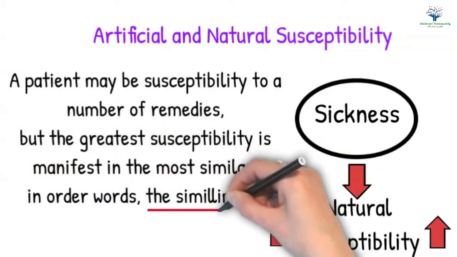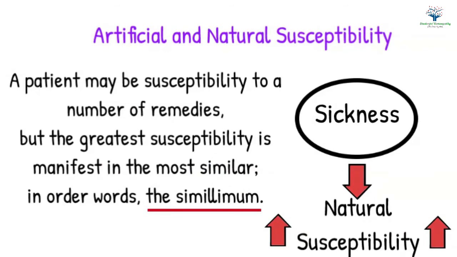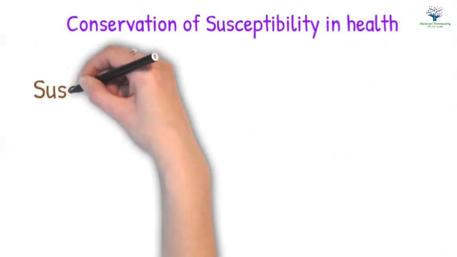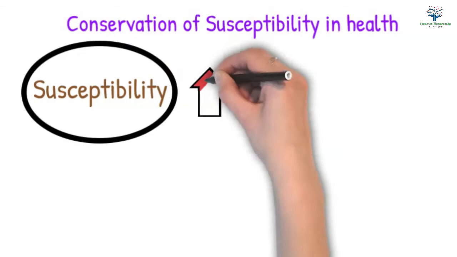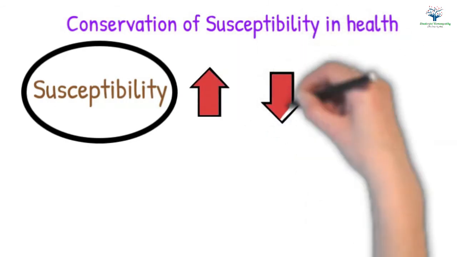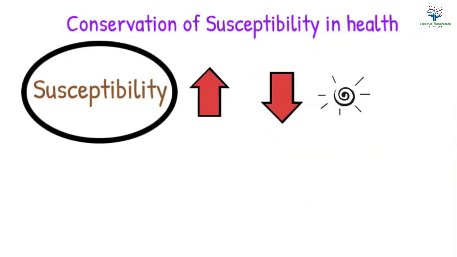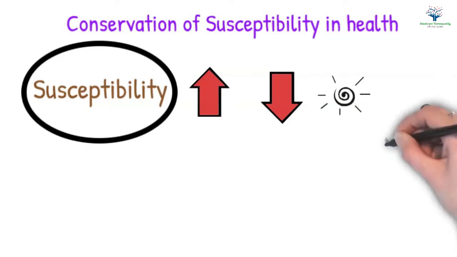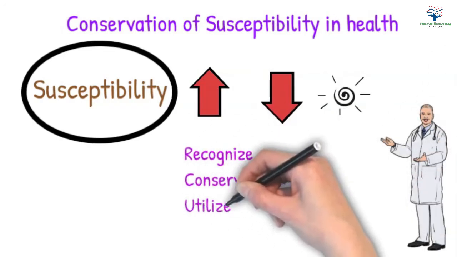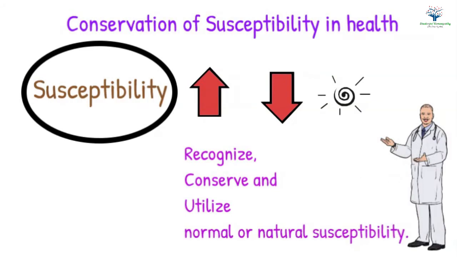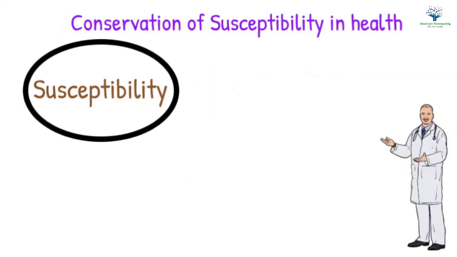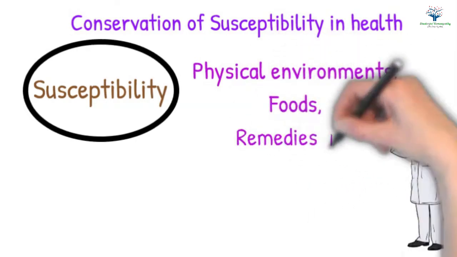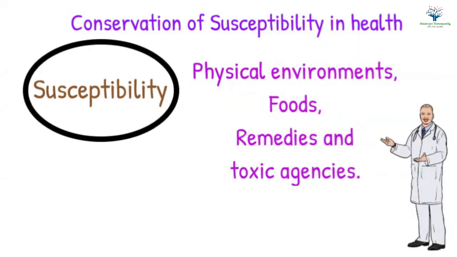Next comes conservation of susceptibility in health. As we know, susceptibility can be increased, diminished or destroyed. So, it becomes compulsory for the physician to recognize, conserve and utilize normal or natural susceptibility. The normal susceptibility can be affected by physical environments, foods, remedies and toxic agencies. We should not use any agent or adopt any procedure that would destroy or diminish the power of susceptibility.